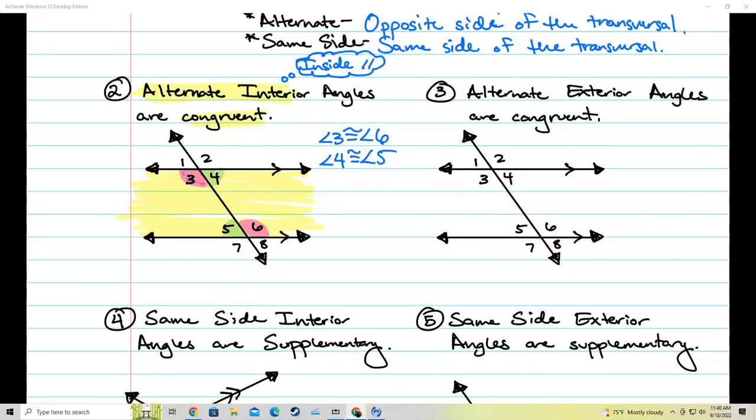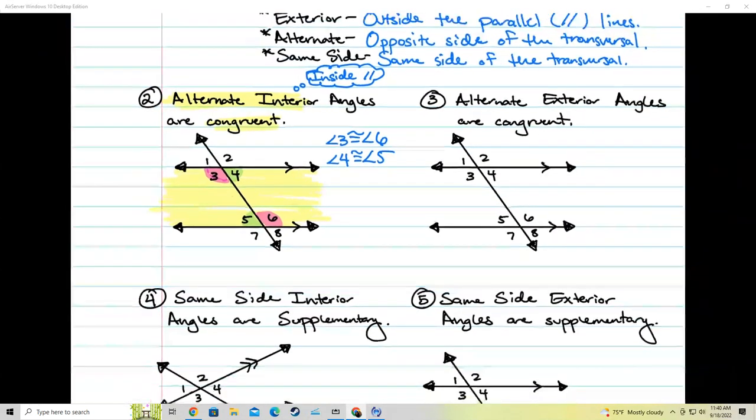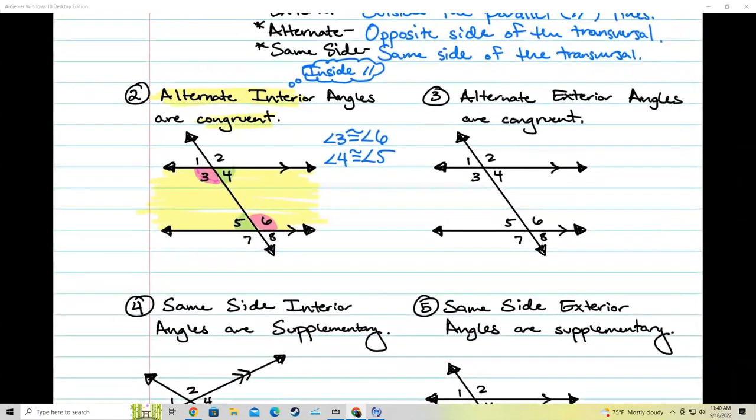For alternate interior angles, we do have a letter that kind of helps us find them. In this case, with your highlighter, I want you to make a letter Z. For alternate interior angles, we're going to look for that letter Z. What do I mean by that? Well, check this out. You can make forward Z's, backward Z's, flat Z's, short Z's.